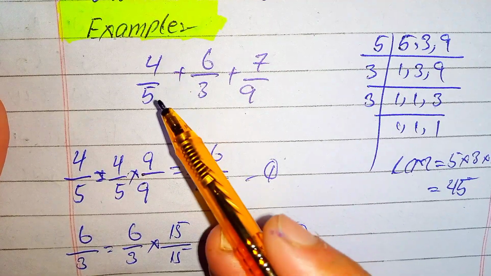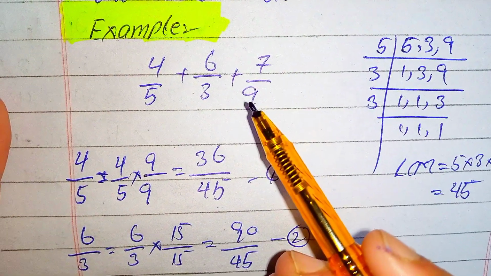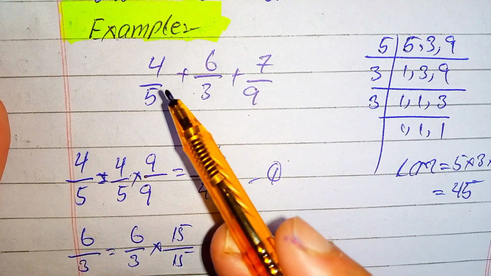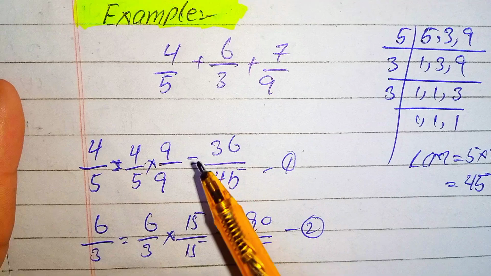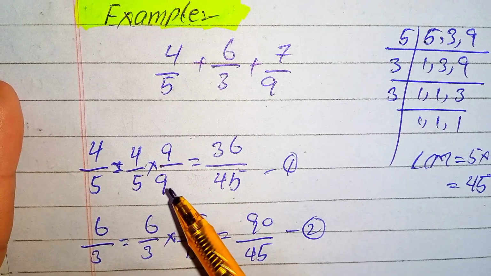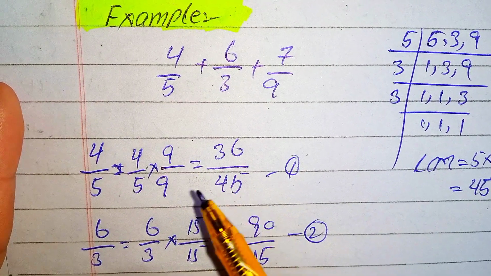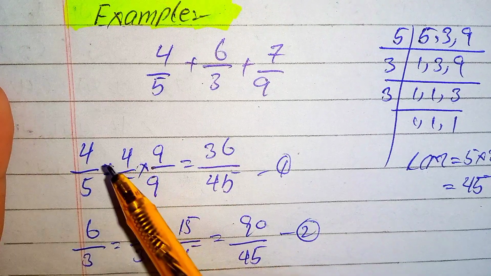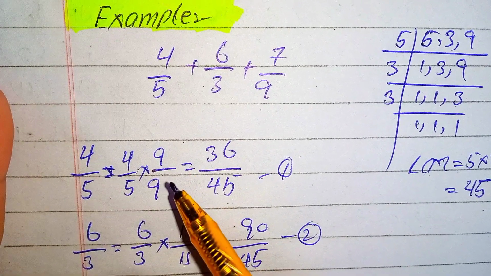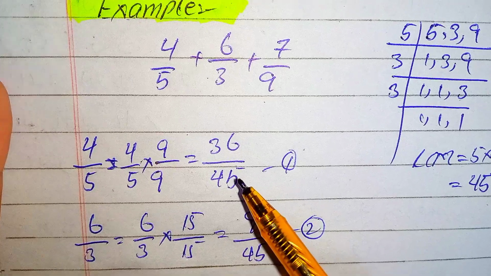We'll multiply 4 over 5, 6 over 3 and 7 over 9 with such a number that the denominator of each fraction becomes equal to the LCM of these numbers. We will multiply 4 over 5 with 9 over 9 such that the denominator of 4 over 5 becomes equal to 45. So when we multiply 4 over 5 with 9 over 9, the answer will be 36 over 45.